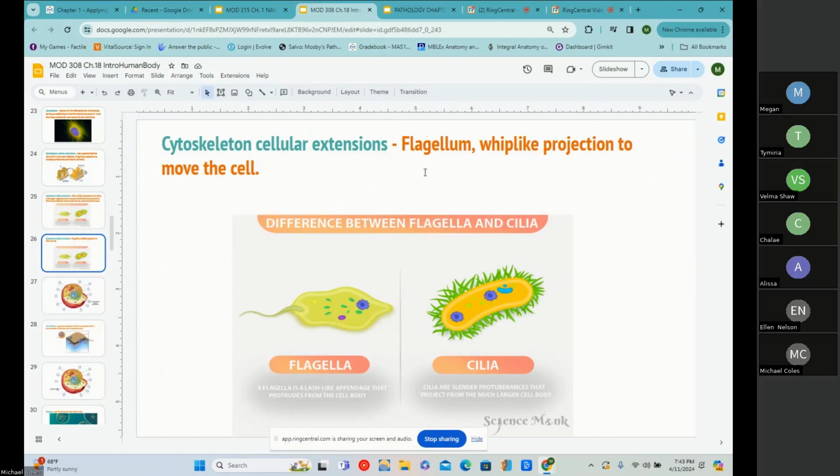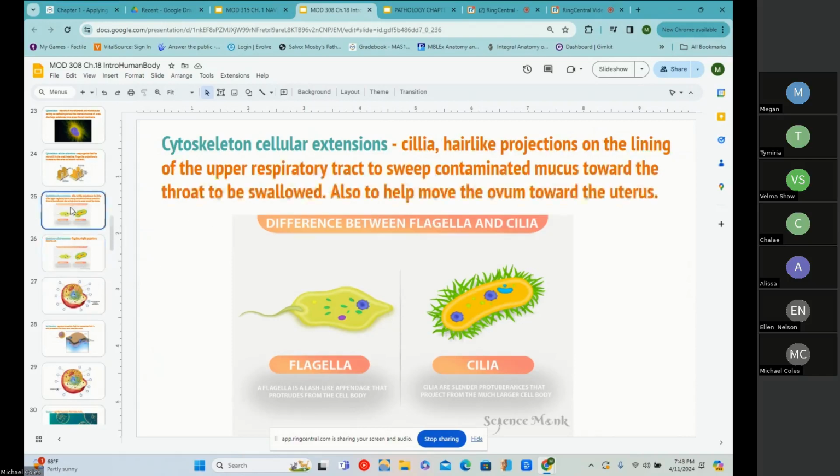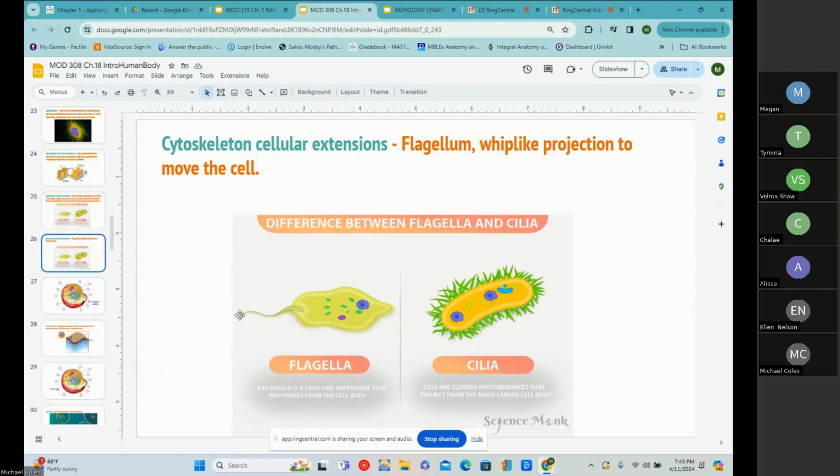Yeah, and then the flagellum. So we got the cilia, which is like this hair stuff that kind of sweeps the mucus. Then we got flagella that are actually like a tail, kind of like the sperm that has a tail to actually swim, right?